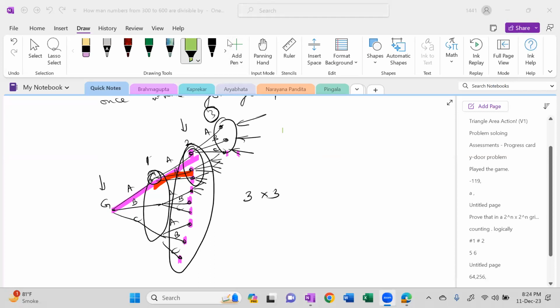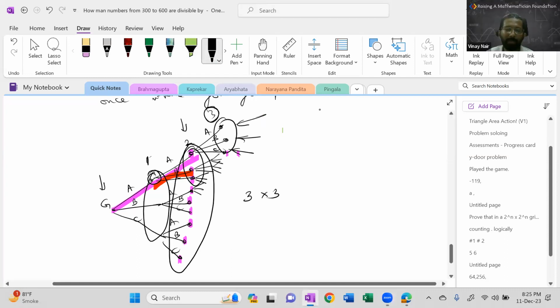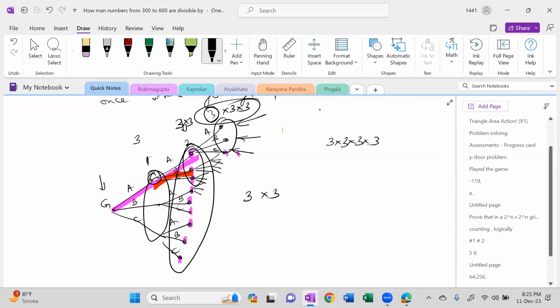Yes. 27, 27, 27. Yeah, correct. So 27, next floor will be 27 into 3, next floor will be that into 3, next floor will be that into 3. But how did you arrive at 3 to 6? Because we are asking how many times we are multiplying. When there was 1 floor, we have 3 ways. When there are 2 floors, we have 3 into 3. When there are 3 floors, we have 3 into 3 into 3. So if we have 4 floors, we have 3 into 3 into 3 into 3. And like that, there are 6 floors.